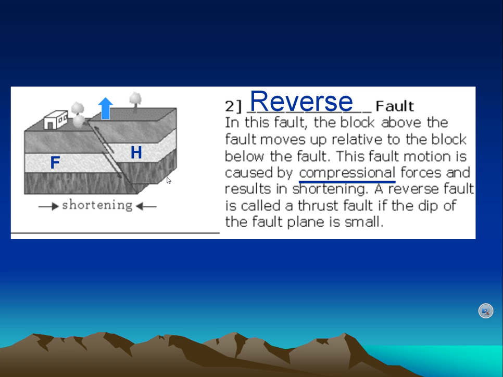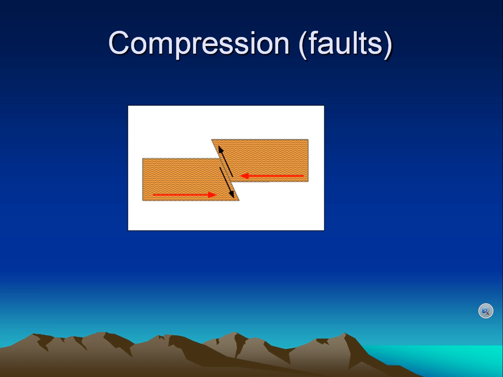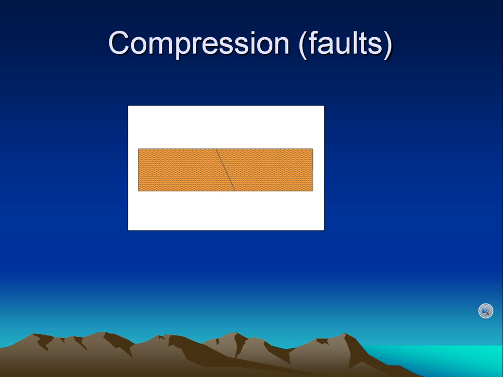The ground is being shoved together, and rather than folding, bending, it's broken, and the hanging wall is pushed over top the footwall. And that's what you see in this image. It is a reverse fault formed from compression.